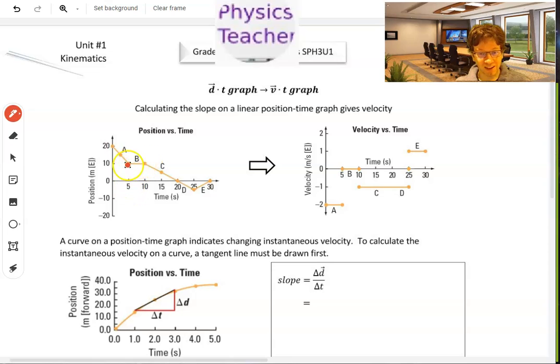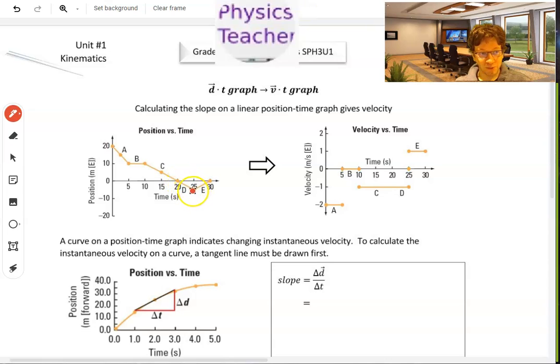It's just a horizontal line. Their position is not changing. So they've stopped, maybe just to take a break. And then they continue after another 5 seconds. And again, a straight line, so constant velocity. In this case, if our positive direction is east and they're moving towards the origin, they're actually moving west. Even though their position is east, they're moving west. And then we cross the origin and we're still moving west, but now our position is also west.